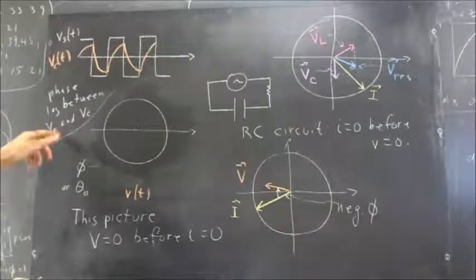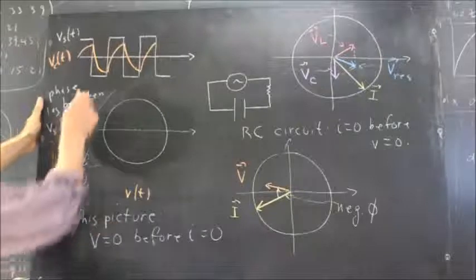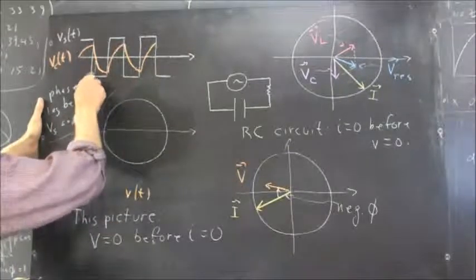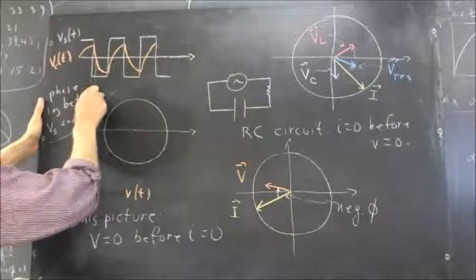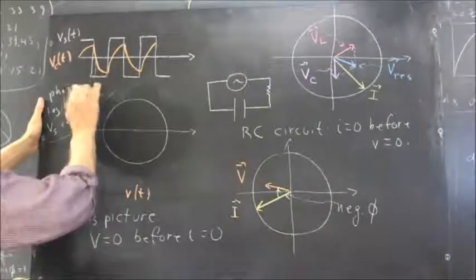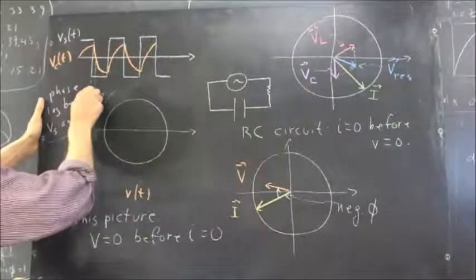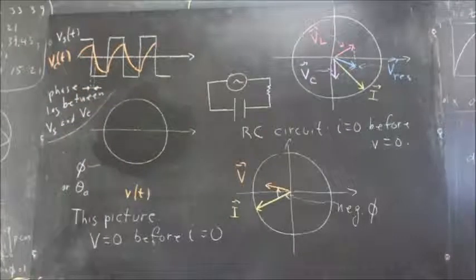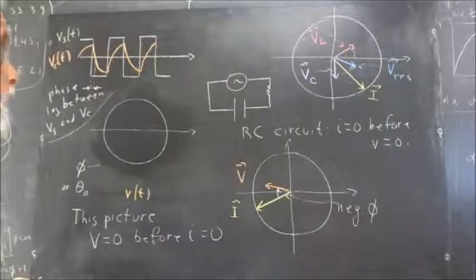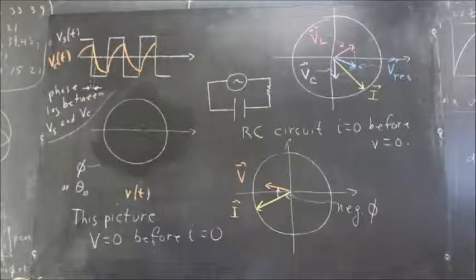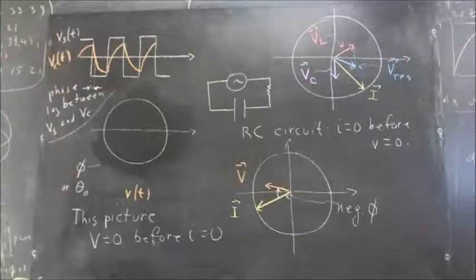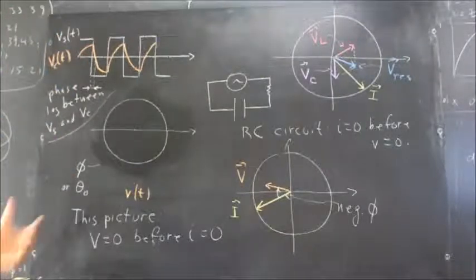Okay, well, there's a phase lag between Vs and Vc, and that phase lag, we could say, would correspond to this little interval here. Now, what we're more interested in is the phase lag between the capacitor voltage and the current. So we want to think about that.